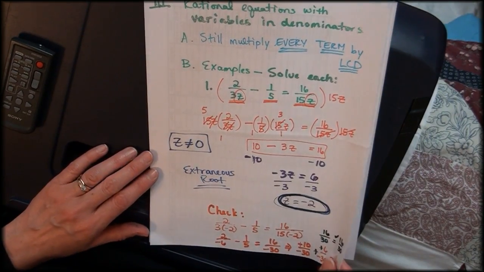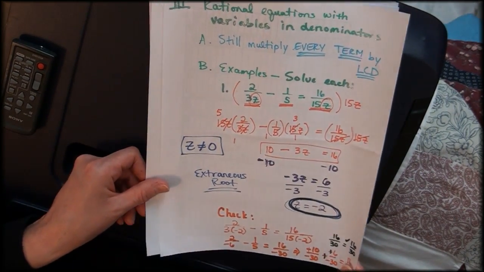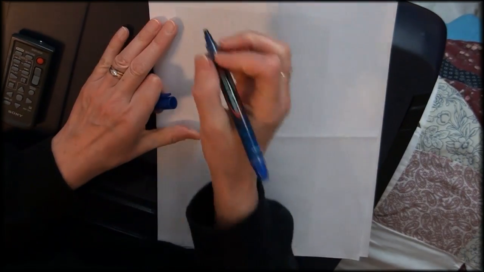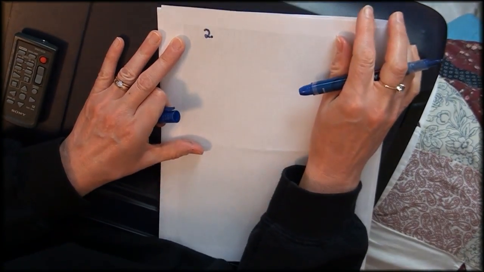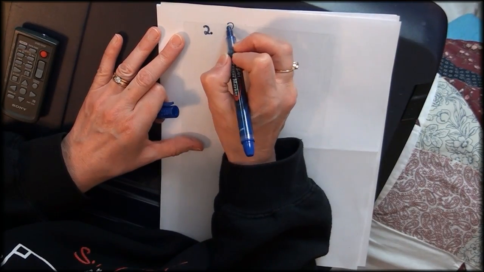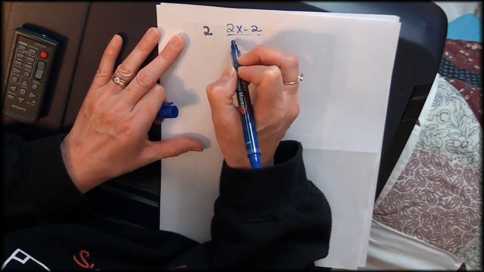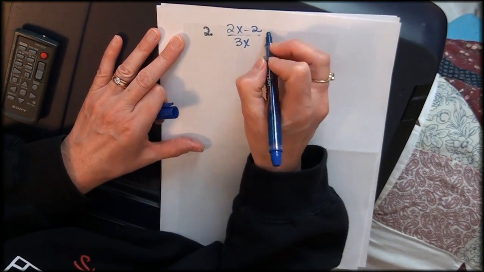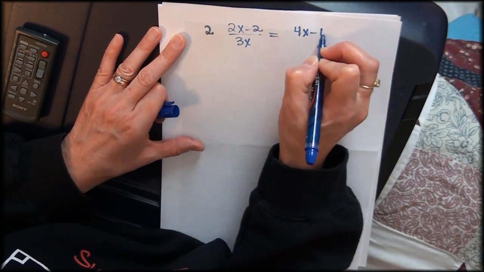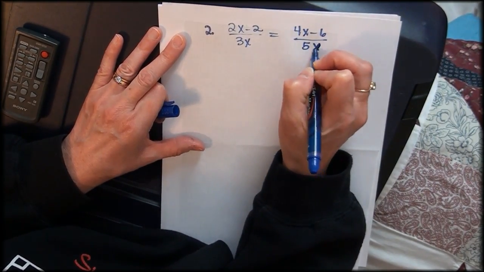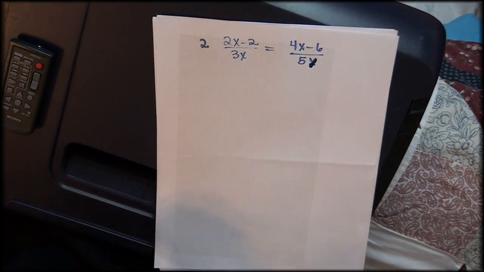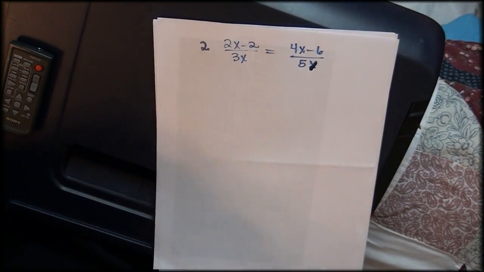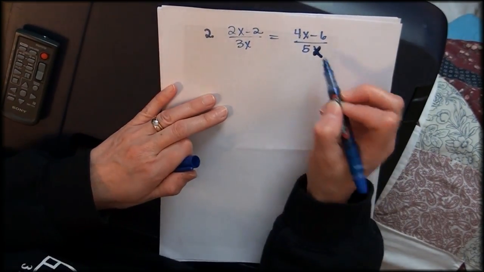Okay, let's try a couple more examples of these because those can get a little bit complicated. So we're going to practice with those quite a bit. And let's take another one that looks like this. Oops, that should be an X there.